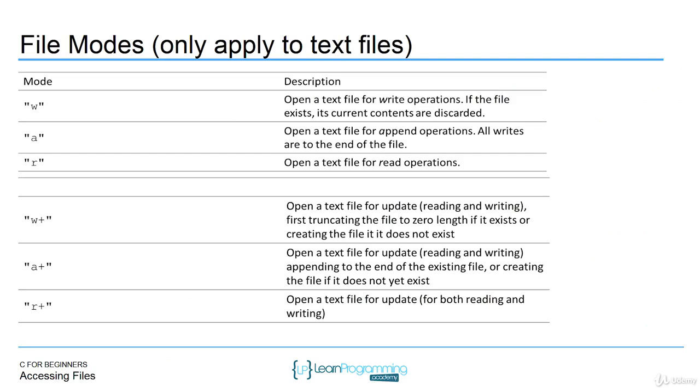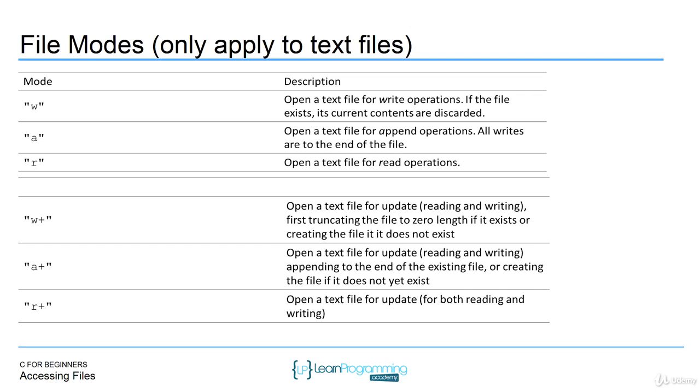Here are the file modes that I mentioned. The file modes, remember, are the second parameter to the fopen call. This is what specifies what you want to do with the file. And it's all inside double quotes. So if you use a "w", that means you want to open the text file for writing. If you use an "a", that means you want to open the text file for appending. All writes are to the end of the file. If you use an "r", it opens up the text file for reading. If you add a plus to any of these, it will basically create the file if it doesn't exist.